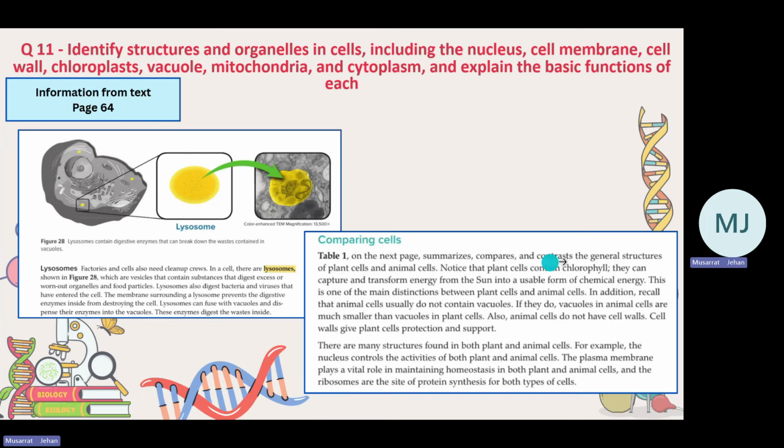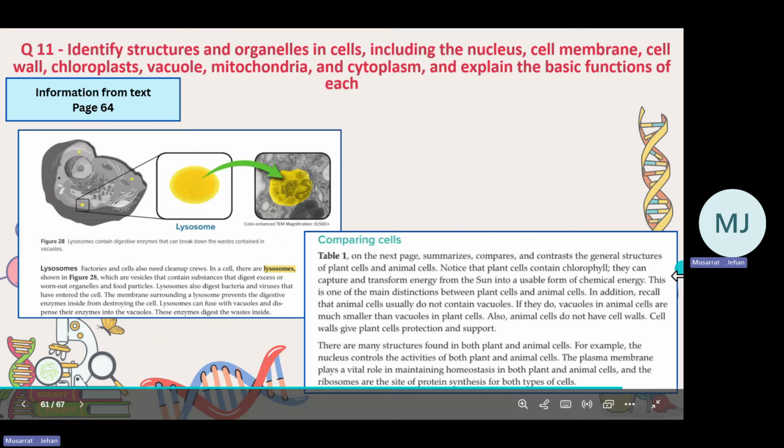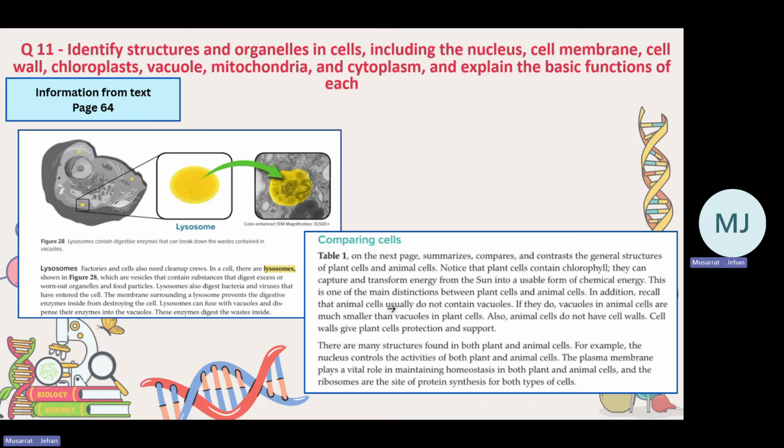On the next page, it summarizes, compares, and contrasts the general structures of plant and animal cells. Notice that plant cells contain chlorophyll. I've already told you they capture and transform energy from the sun into a usable form of chemical energy. In addition, animal cells usually do not contain vacuoles. Plant cells have vacuoles, but animals don't. If they do, vacuoles in animal cells are much smaller than in plant cells. They do not have cell walls. Cell walls give plants protection and support. There are many structures found in both plant and animals, as we had discussed earlier.